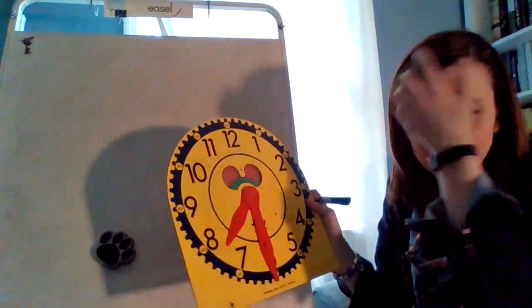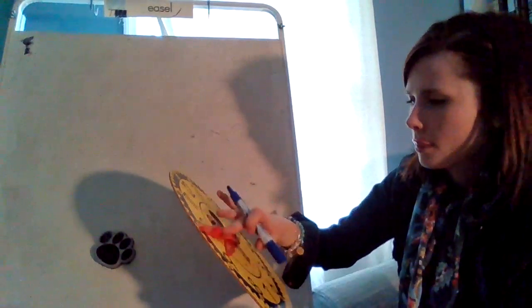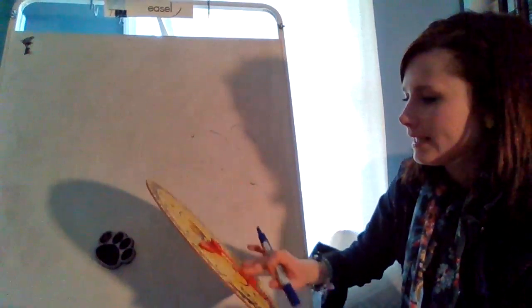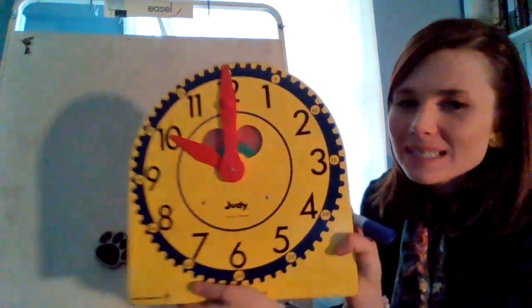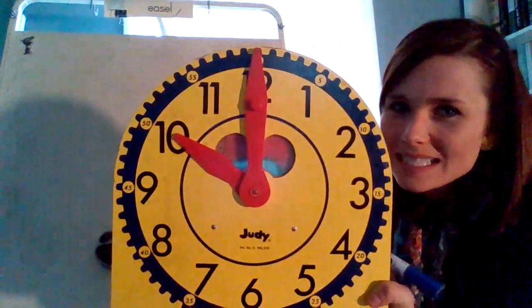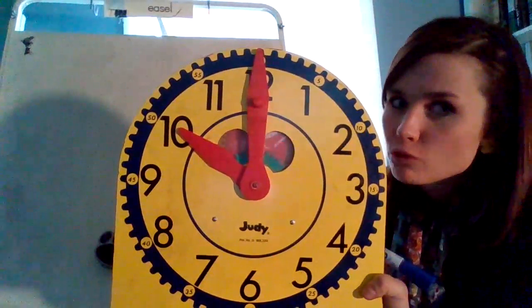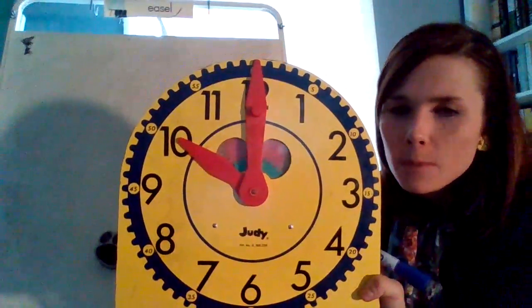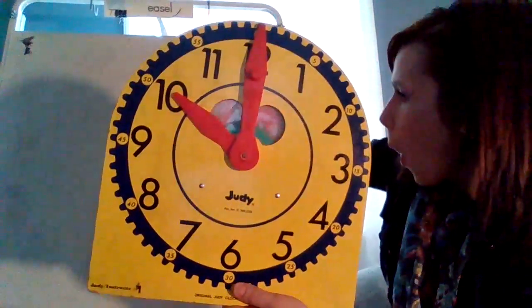This marker is really hard to erase, so try to erase it. Okay. Ready? Here's our next time. What time is it, boys and girls? What time is it? Our hour hand is right on the 10. The minute hand is pointing right up at the 12. We know it is 10 o'clock.